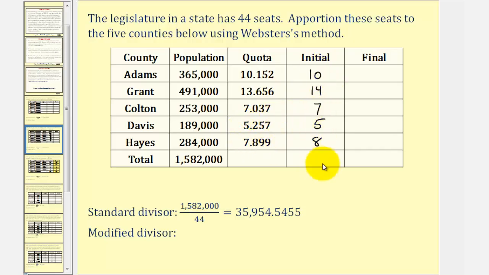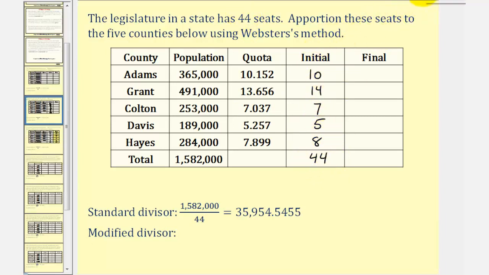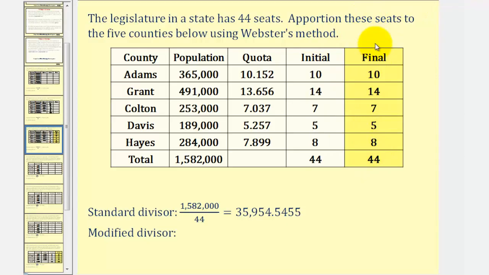And now we find this sum and compare it to 44. If it is 44, we're done. If it's not, we have to adjust the divisor. Here we lucked out because this total is 44, the number of seats that we have to apportion, so we are done. Our initial allocation is our final apportionment.